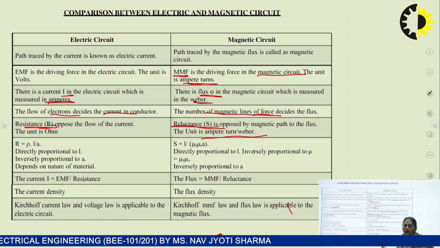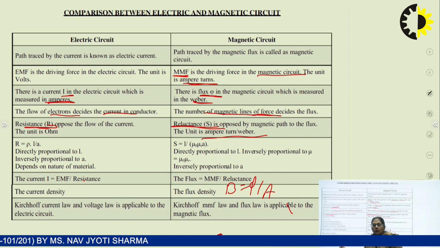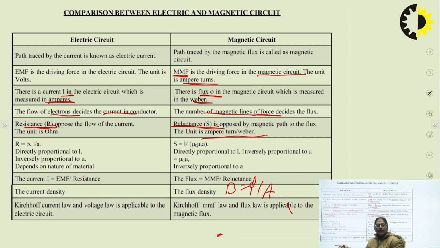Here, we used to have flux density B, given by flux per unit area, Weber per meter square or Tesla. We used to have two basic analysis laws, Kirchhoff's current law and Kirchhoff's voltage law, applicable to the electrical circuit. Whereas in a magnetic circuit, current is analogous to flux, so we have Kirchhoff's flux law. Similarly, the analogue of voltage is MMF, so we have Kirchhoff's MMF law and flux law, which are applicable to the magnetic circuit.